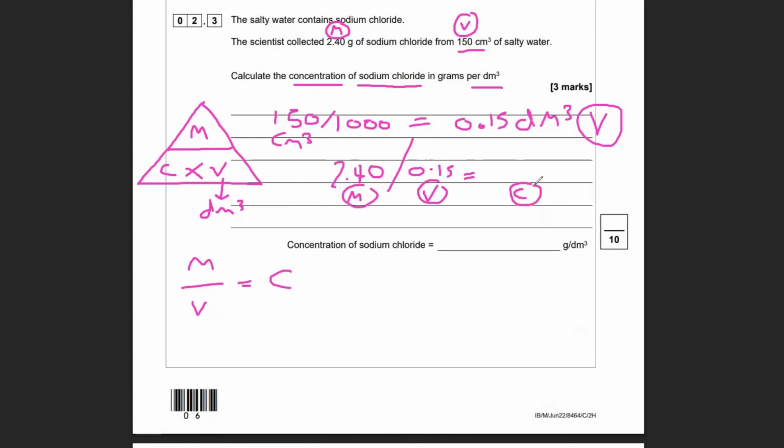Let's whip that in the calculator. 2.4 divided by 0.15, and that equals 16, folks. So 16 what, you're saying? Well, that's grams per decimeter cubed. 16 grams per decimeter cubed. Let's smash in the marks. One for the conversion of the volume, one for rearranging correctly, doing M over V, and one for busting out the correct answer. Three lovely jubbly marks. Let's move on.